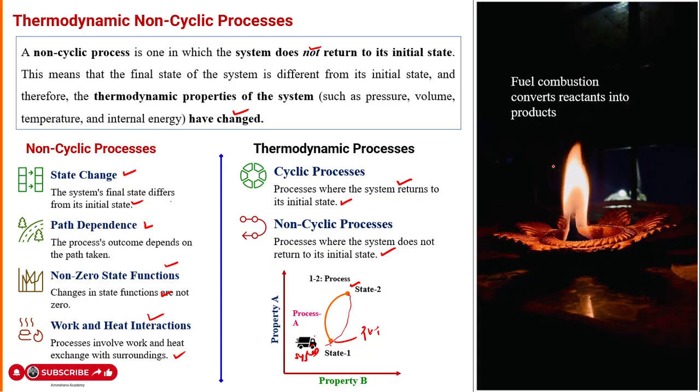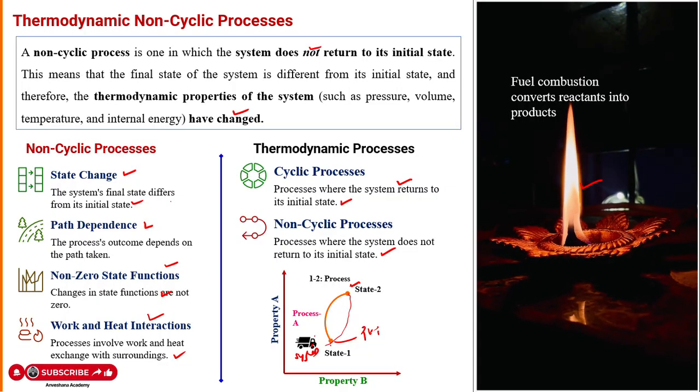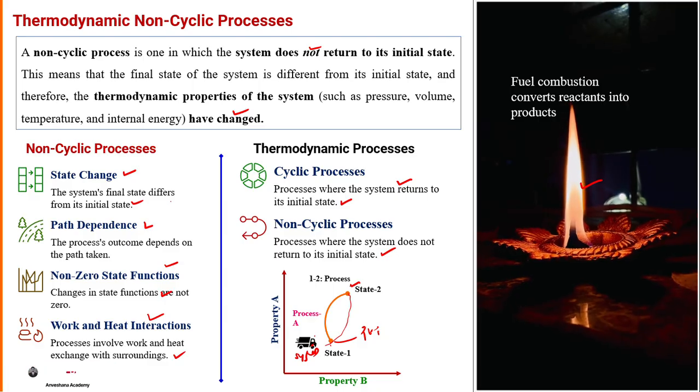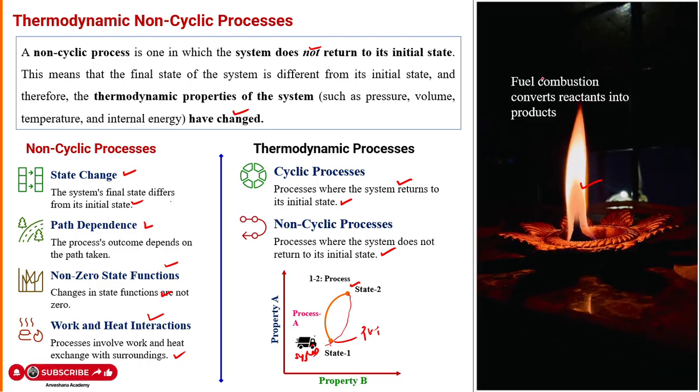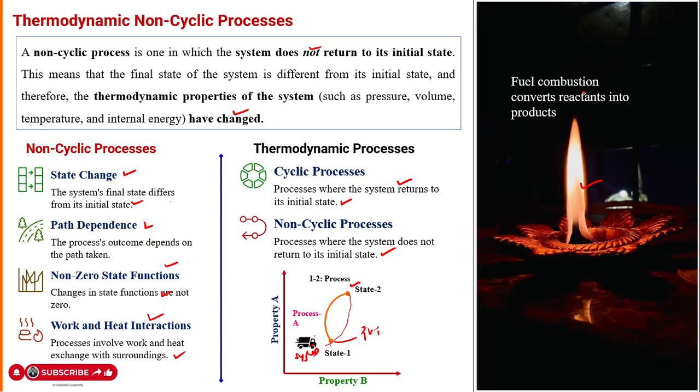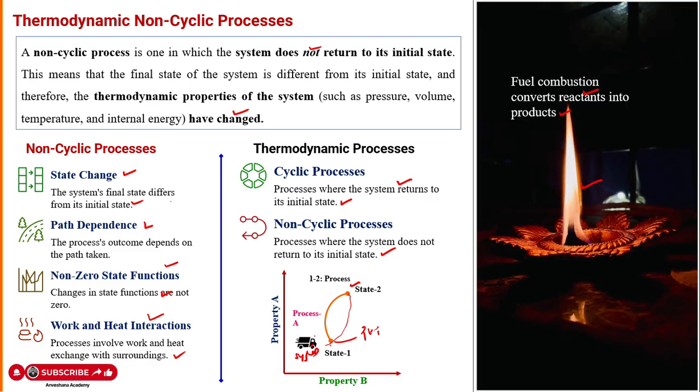What are the examples, dear students, we can take now? When you are going to combust some fuel, right, we can take an example in your home, when you light a lamp. So what happens now? When we have a fuel combustion, what is it going to do? It is going to convert reactants into products. That means what? Fuel to products.